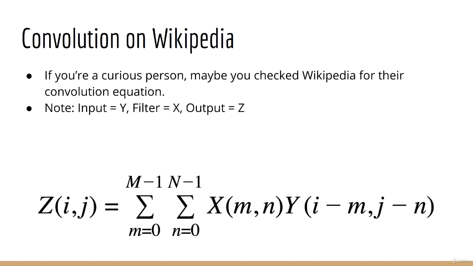Moreover, if you're a curious person and you go on Wikipedia to read about convolution, you'll see something very similar to this. In this example, you can think of x as the filter, y as the input image, and z as the output image.